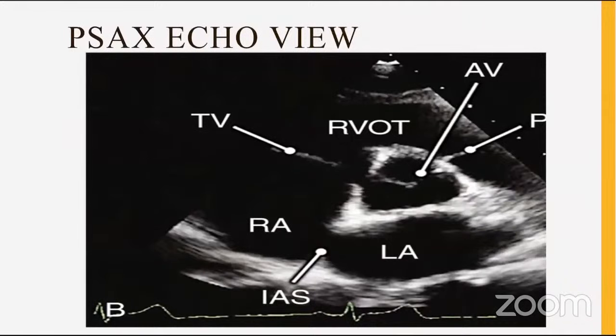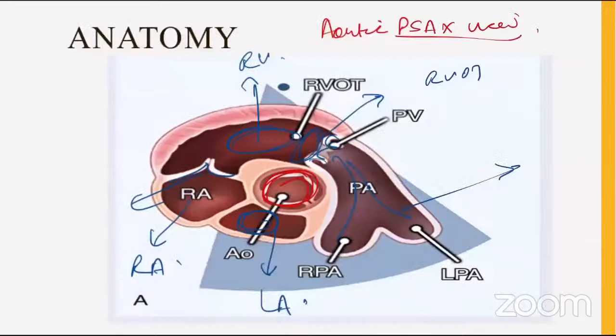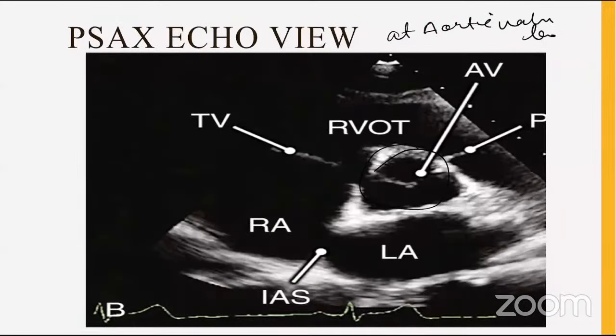So here we have this echo view of PSAX view at aortic valve level. In the center we have this aortic valve. So from this view we can tell the morphology of the aortic valve, that is, whether the aortic valve is bicuspid or tricuspid. Then we have this LA. We have this interatrial septum, RA, tricuspid valve, RVOT, pulmonary valve, and pulmonary artery. Okay.